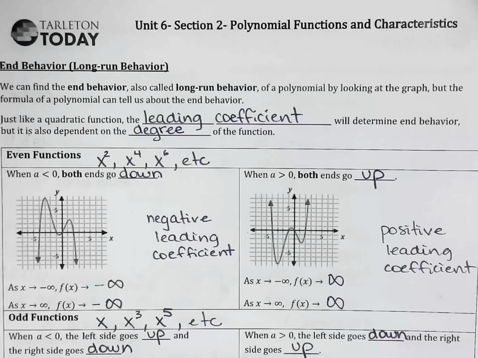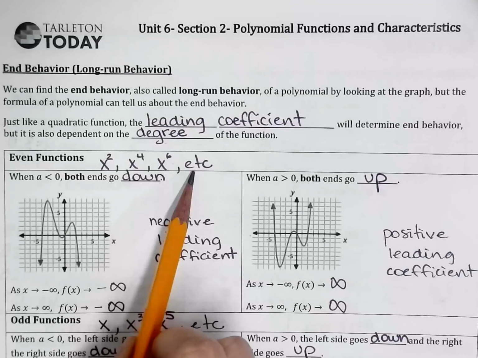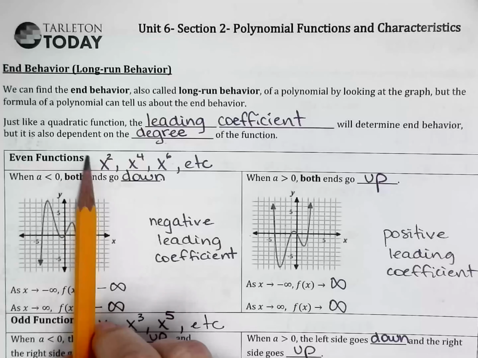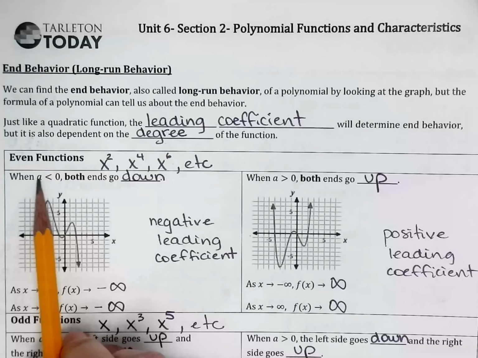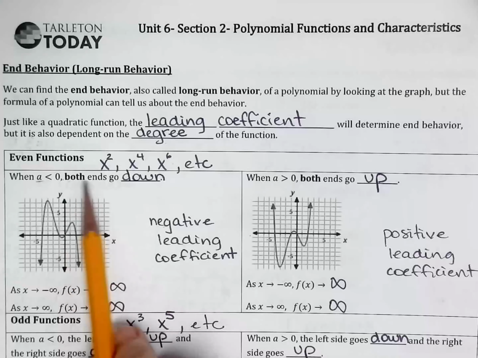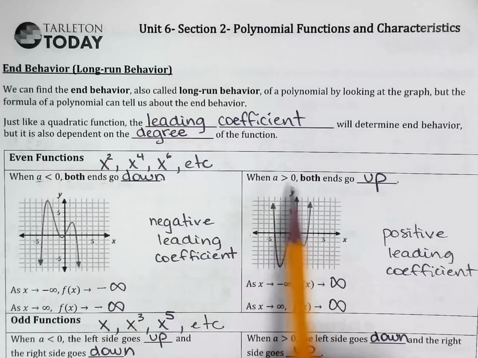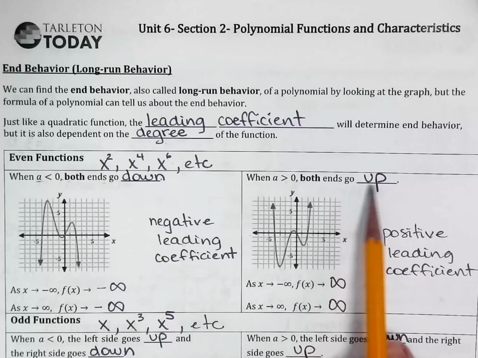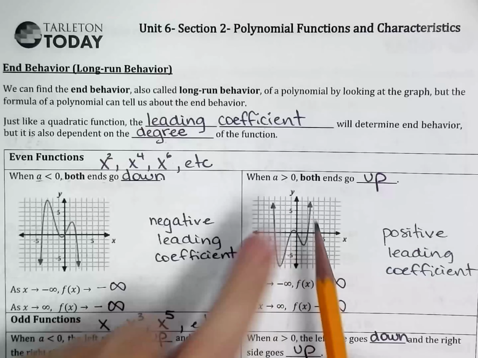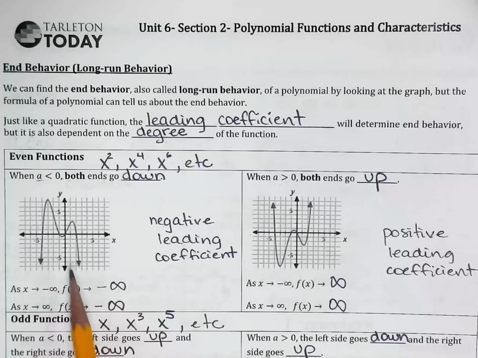So if we have even functions, that means degree 2, 4, 6, and so on. So anything with even degrees. When a is less than 0, or the leading coefficient is negative, a is the leading coefficient, we know both ends of the graph will go down. It's going to point down like this. Now, if a is positive, or a positive leading coefficient, both ends will go up. Both ends go up when the leading coefficient is positive, and both ends go down when the leading coefficient is negative.